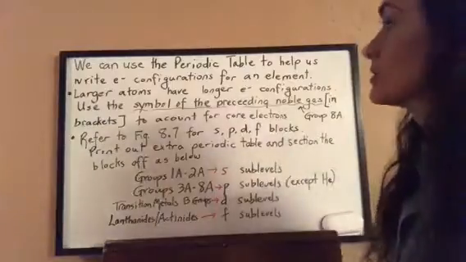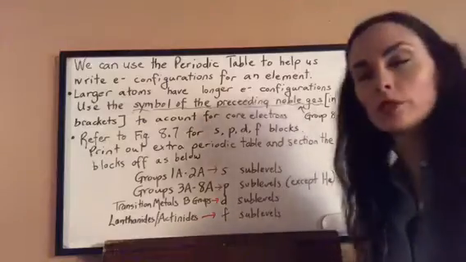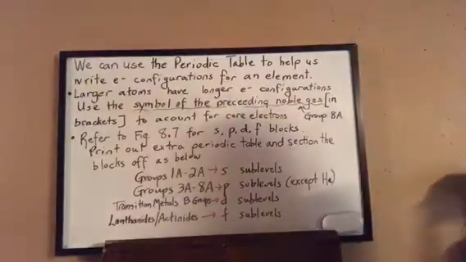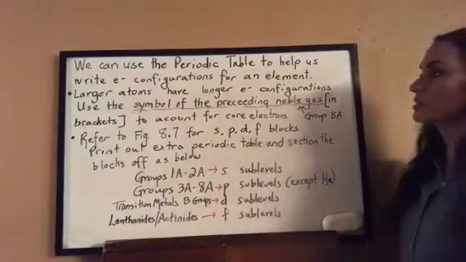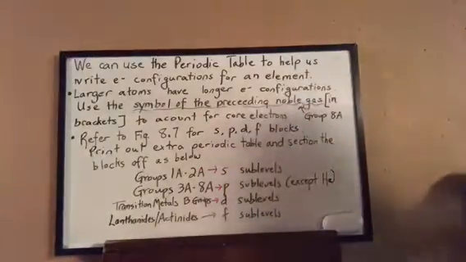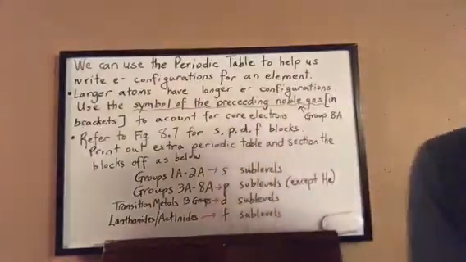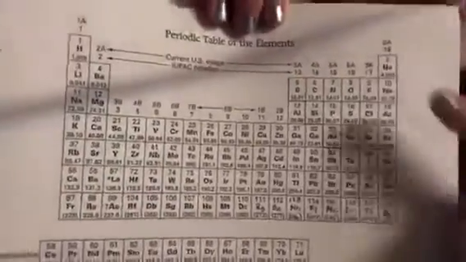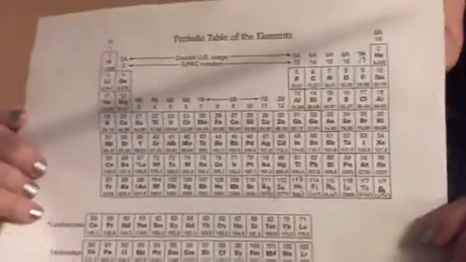The larger atoms have longer electron configurations. You have more electrons, you have more sublevels, and more principal energy levels to accommodate those electrons that are part of that atom. We're going to learn a shorthand way to write electron configurations using the symbol of the preceding noble gas. Now recall that the noble gases are in group 8A. So the noble gases have 8 valence electrons, except for helium, which has only 2. But the noble gases have complete outermost sublevels, so they don't react with anything.